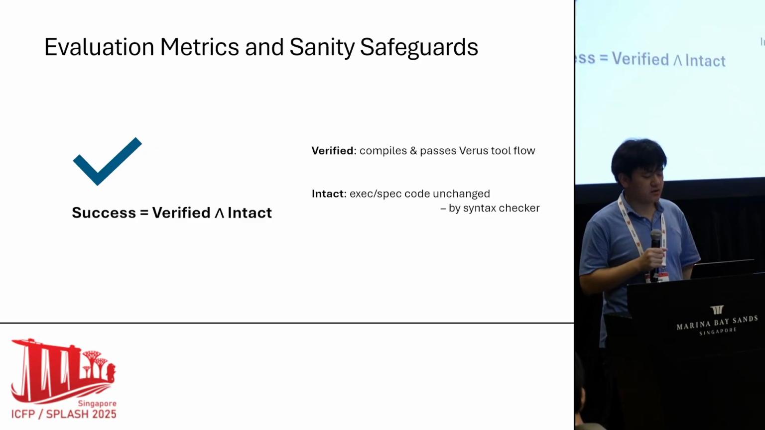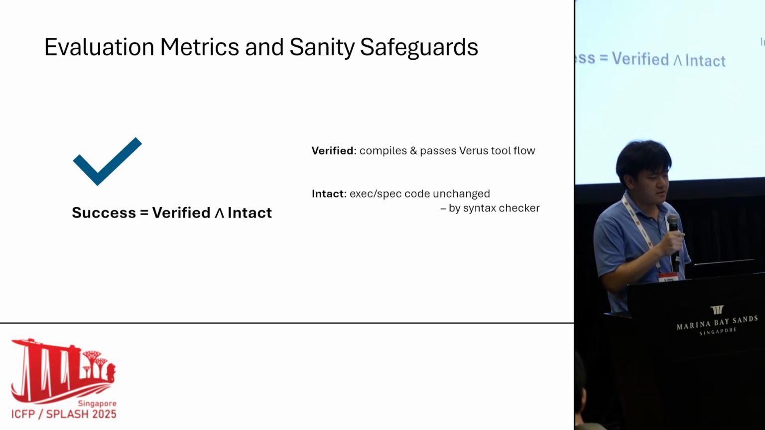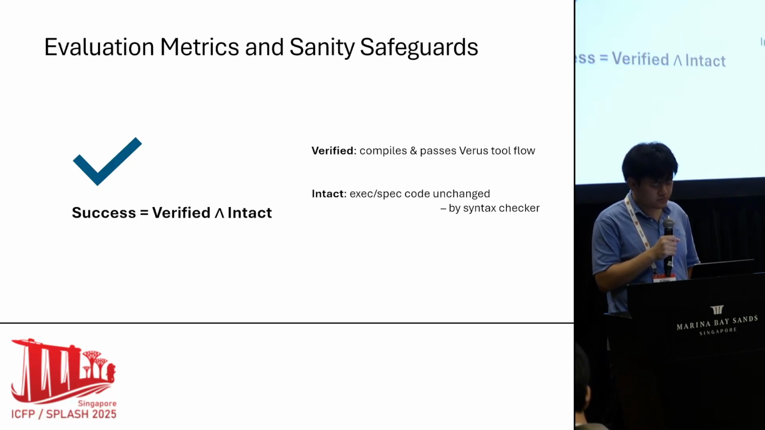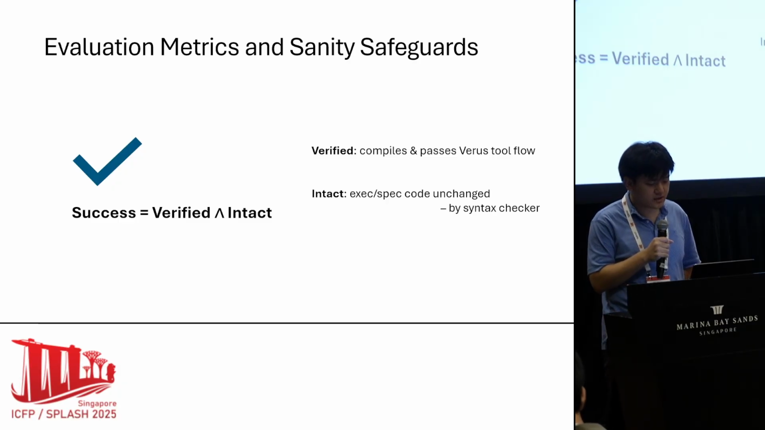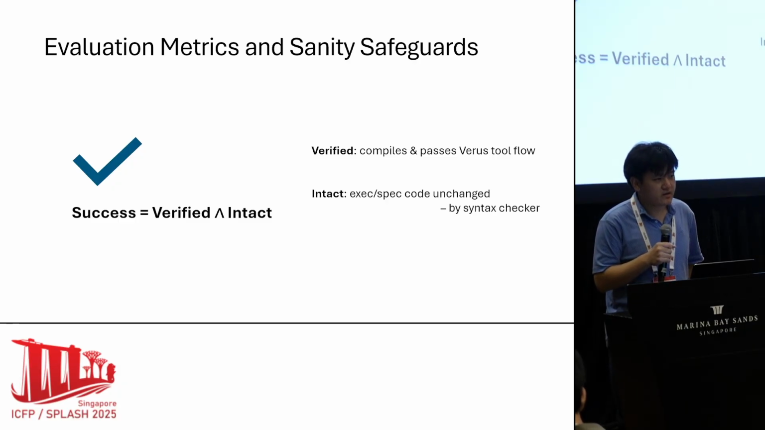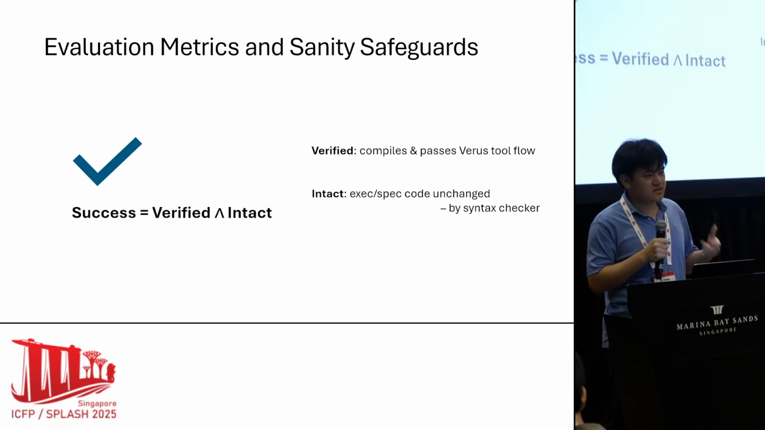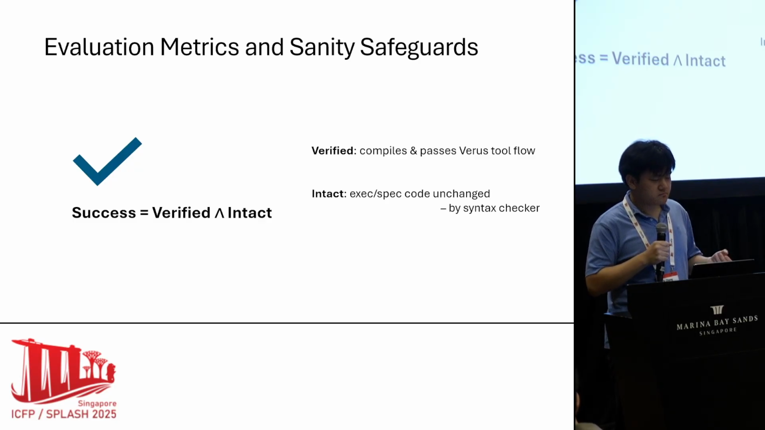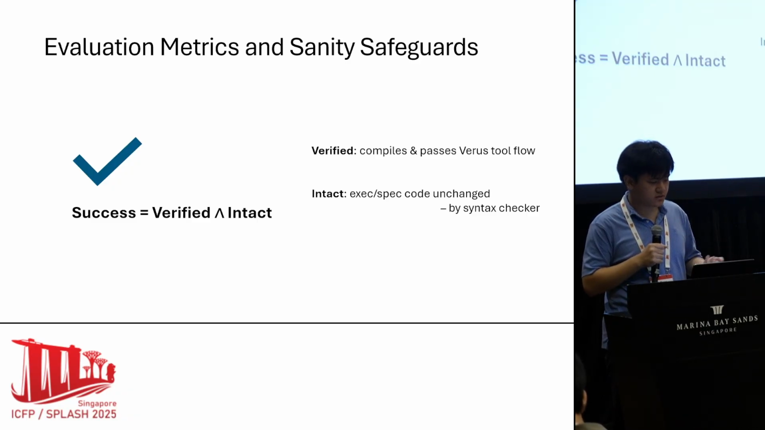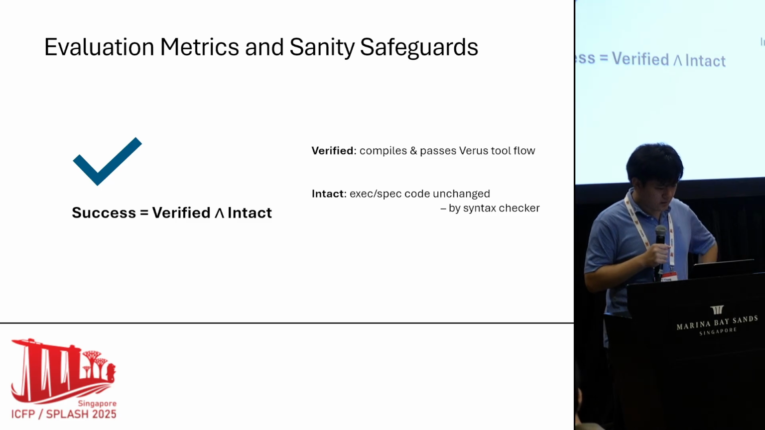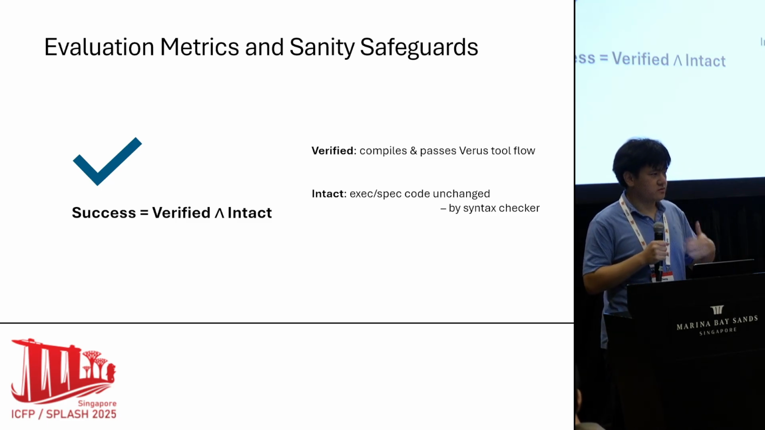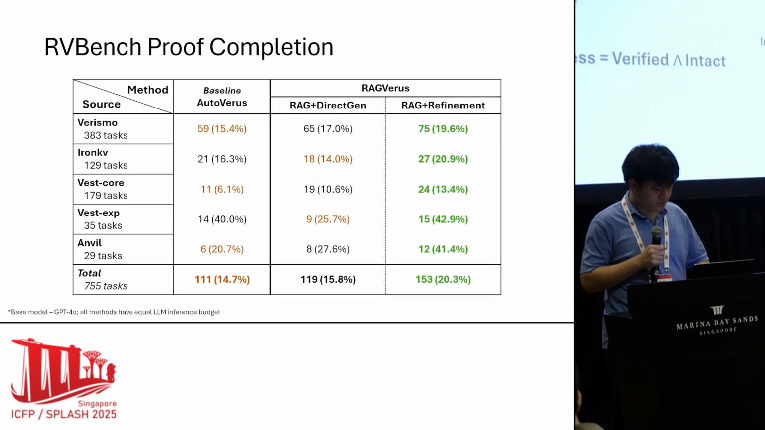So lastly, to evaluate whether a completed proof for a function is actually correct, we need to evaluate the success, and it's measured by being verified and intact at the same time. Verified meaning the completed function compiles by the Verus compiler and passes its verification process. And intact meaning the original spec and executable aren't altered.